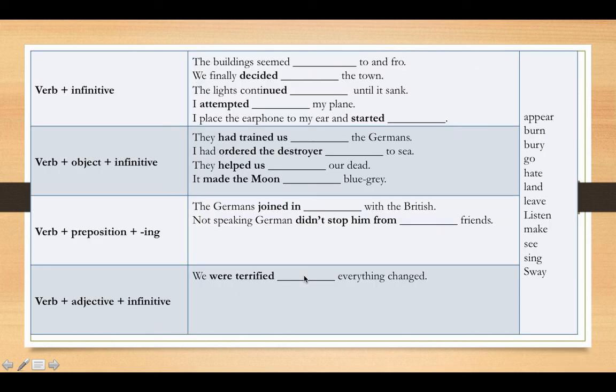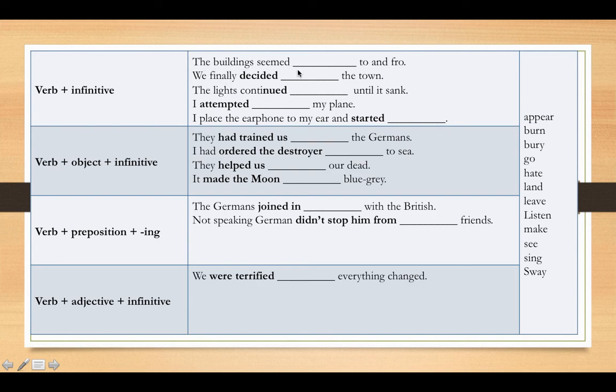Below are the points in our textbook. In short, in this lesson, we focus only on verb plus infinitive, verb plus object plus infinitive, verb plus preposition plus verb, and verb plus adjective and infinitive. You can see the exercise here in the second column, and here are the verb choices. I think you can complete this, but to save time, let's complete them together.